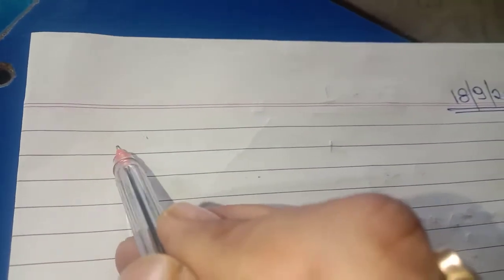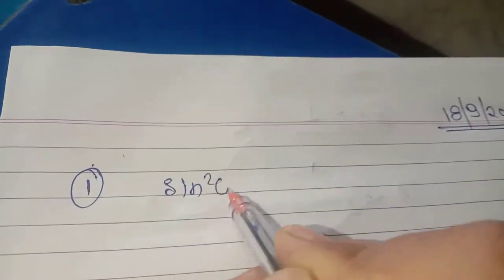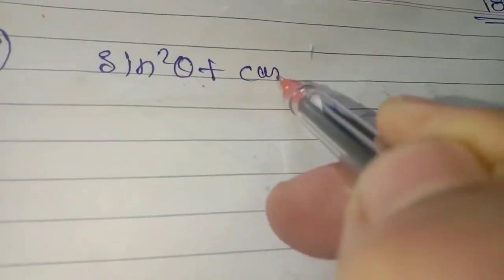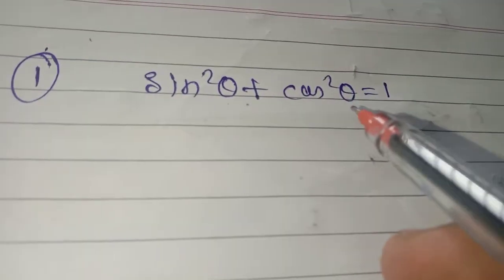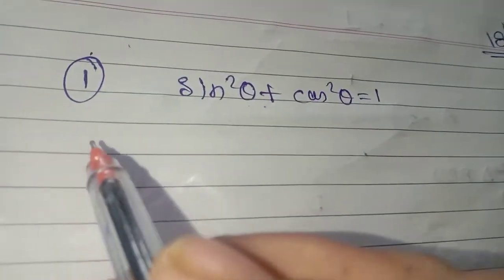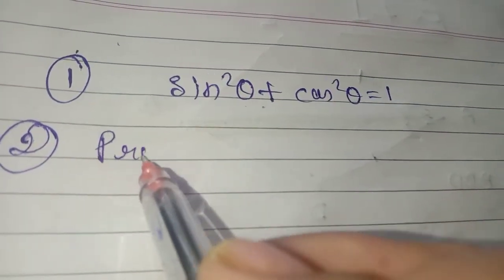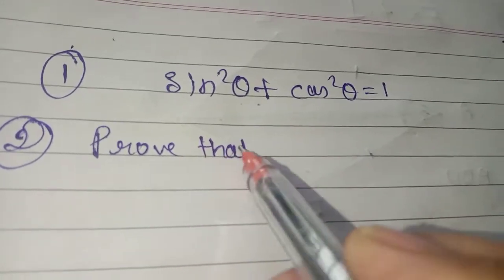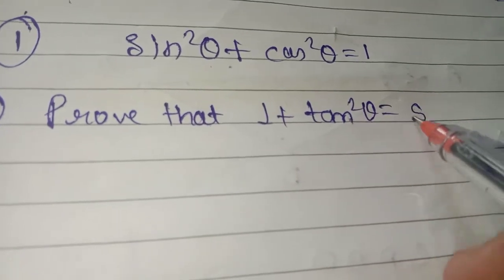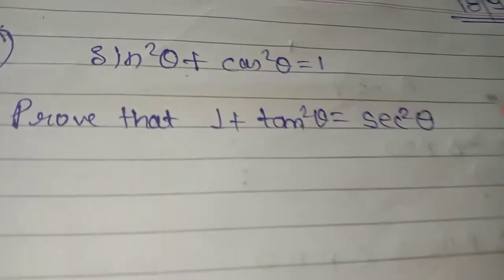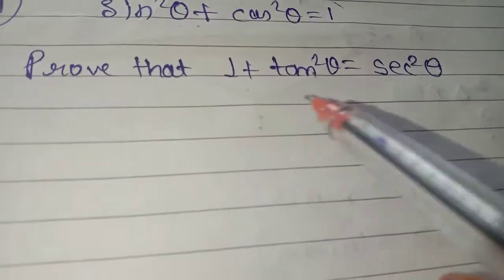Okay, last time we have done the first one, that is sin square theta plus cos square theta is equal to 1. Now using this we have to prove some more identities. So today we are going to prove the second one, prove that 1 plus tan square theta is equal to sec square theta. Now this one, we can prove it either by using the first one or using a right angle triangle.